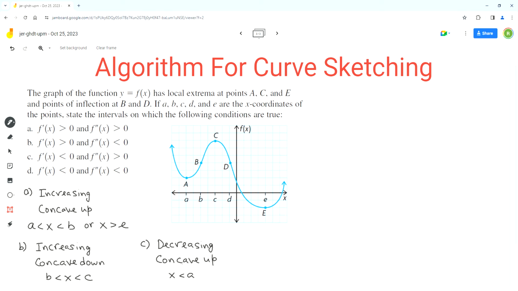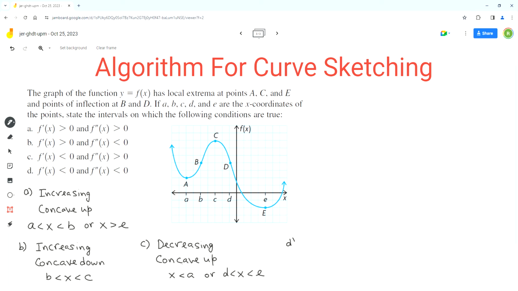Now another part where the curve is decreasing and it's concave up is from D to E. As we go from D to E, the curve is sloping downwards and it's making a smiley face, or x is greater than D and less than E. So these are the two intervals for part C.